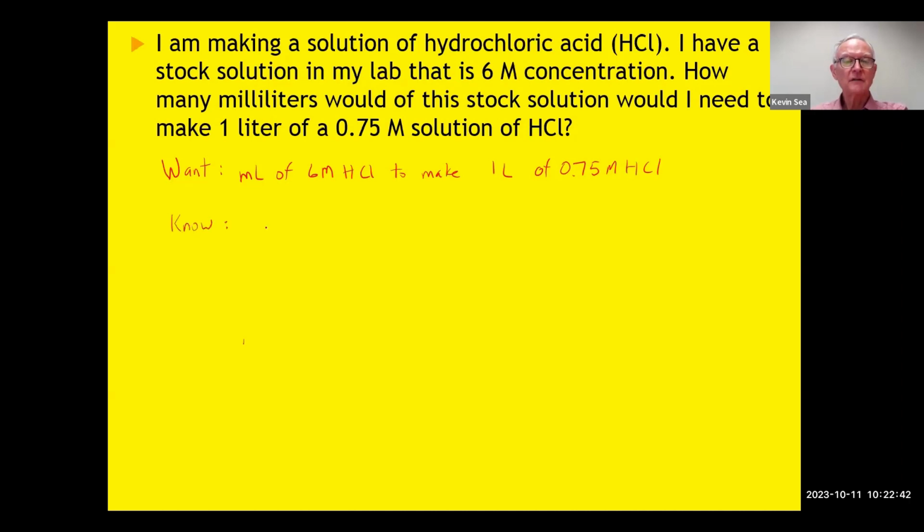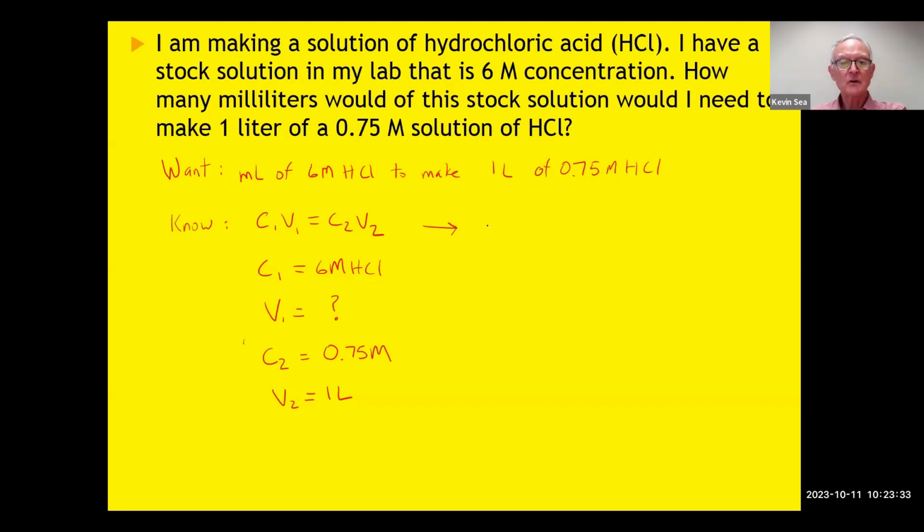We know that to figure out a dilution, we use C1V1 equals C2V2. We know our starting concentration is 6 molar. That's our stock solution, 6 molar HCl, and our volume is our question. We want to know how much 6 molar HCl is used. Our ending concentration is C2, and we know that is 0.75 molar, and V2 is 1 liter. So that's what we know, and that should be everything we need to solve.